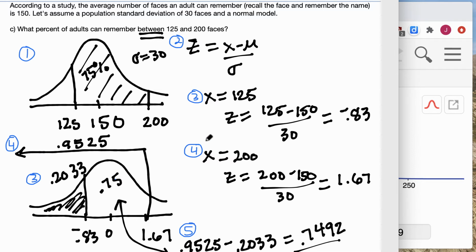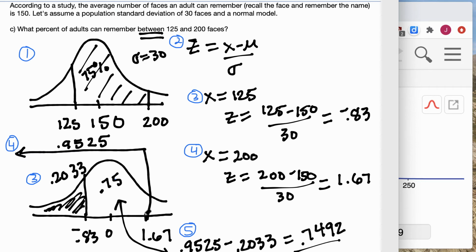Step 4, let's find the z-score for 200 faces. So we'll take 200 minus 150, get that answer, divide it by 30. Remember your order of operations. Subtract first, then divide. We get a z-score of 1.67, and I had to round that off. So here's a z-score of 1.67. It is on the right side of the curve, and you can see this white section. That is the area between negative 0.83 and 1.67.